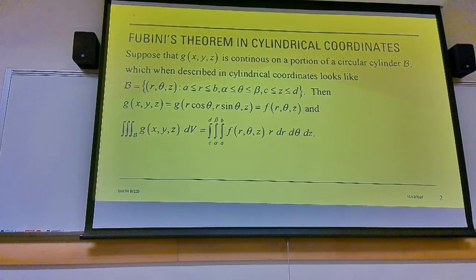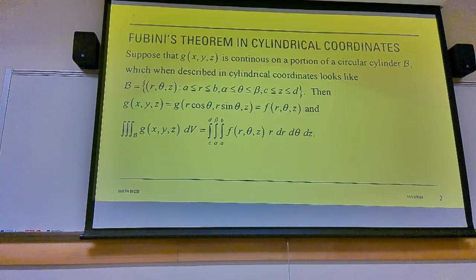So what's the most common mistake? That r. Do not forget that r. And remember, cylindrical is identical to polar, except now you have a height. And that height coordinate doesn't change, it's just z, it stays. So that's not too terrible. That's boring.